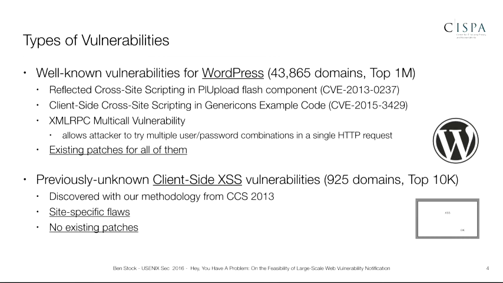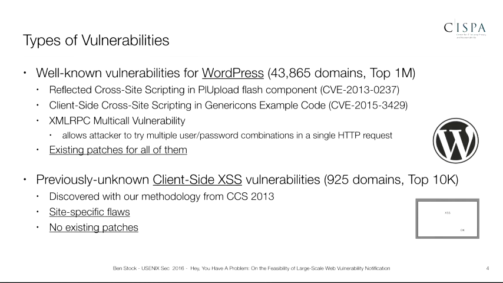The second data set consisted of previously unknown client-side, or also DOM-based, cross-site scripting vulnerabilities we discovered with a methodology we presented at CCS 3 years ago. And in contrast to the WordPress flaws, these things are site-specific. So there's no one-size-fits-all solution to these bugs, but rather the developers of the website have to fix them themselves. And more importantly, obviously, there's no auto-update feature for these vulnerabilities, so no existing patches are around.